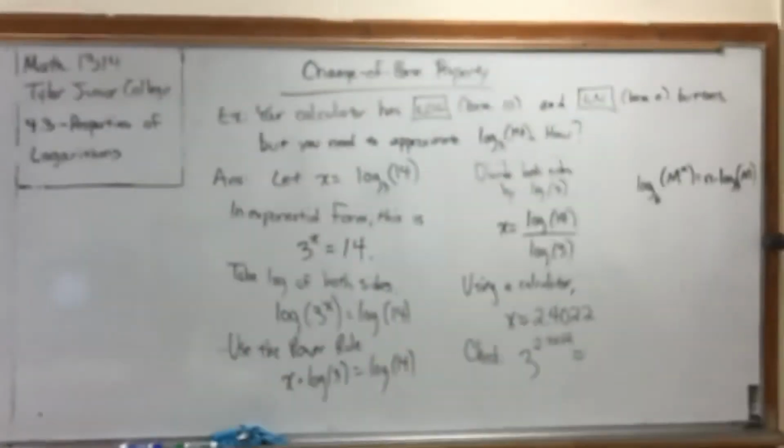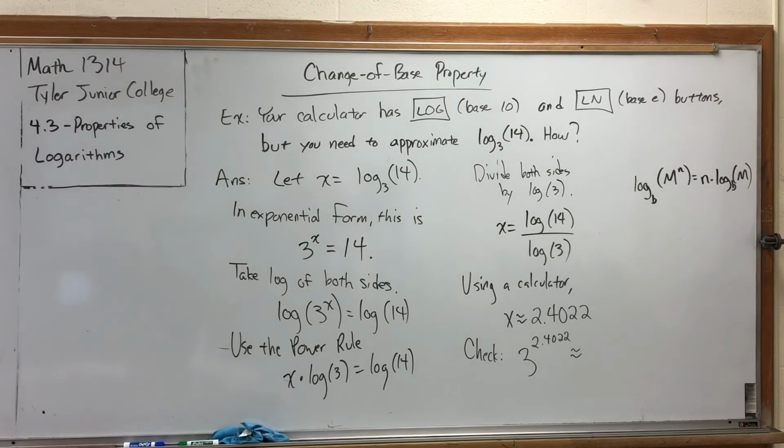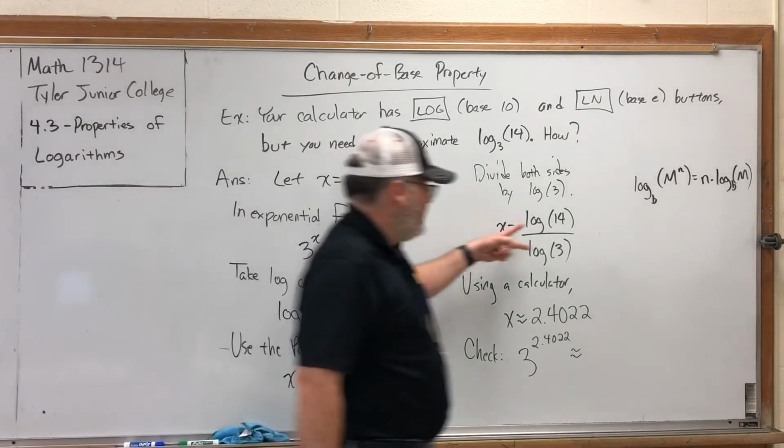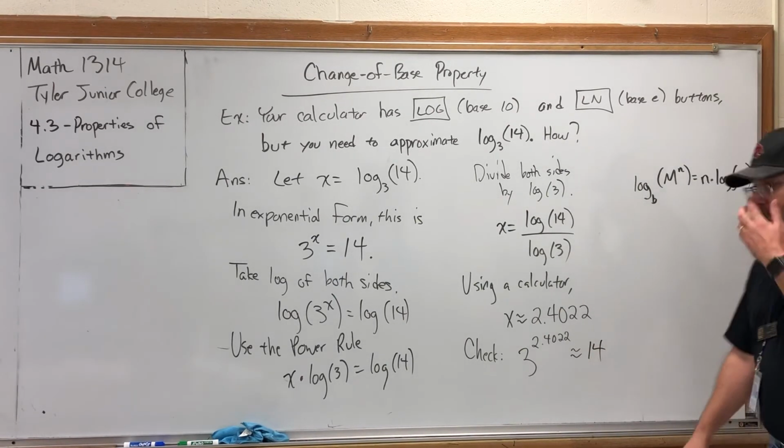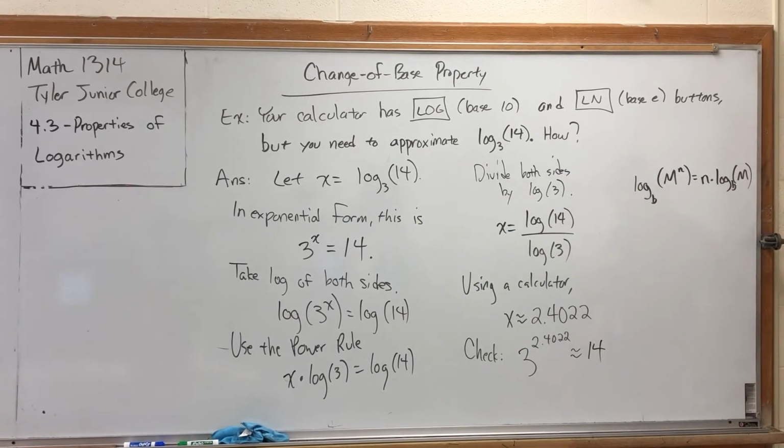So our plan of attack to evaluate the logarithm by calling it x and then doing some algebraic gymnastics, if you will, to rewrite what x equals and make it calculator workable, seemed to get the job done. This was about log base 3 of 14. But can we make this a little bit more general? In other words, do we have to do this every single time?